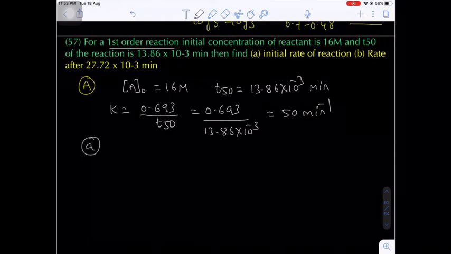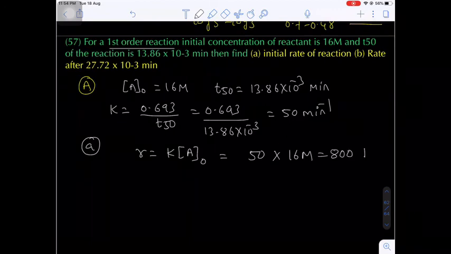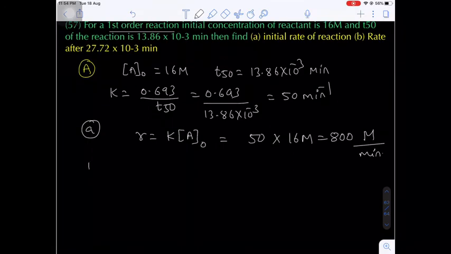Now the first question, initial rate of the reaction. Initial rate of a reaction means R is equal to K into concentration of A, the initial concentration at time interval T0. So what is the K value? 50 per minute. What is the initial concentration given in the question? 16 molar. So you will get 800 moles per liter per minute.